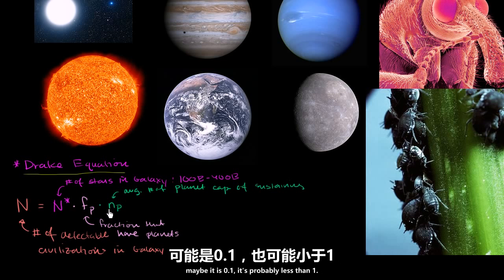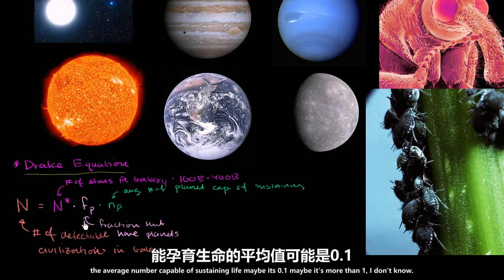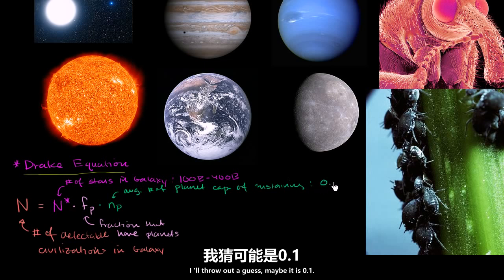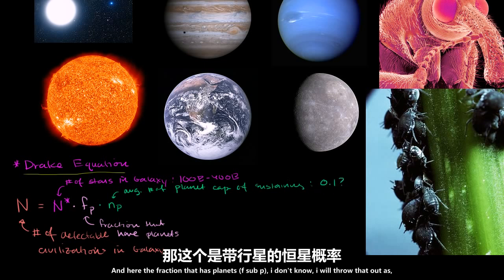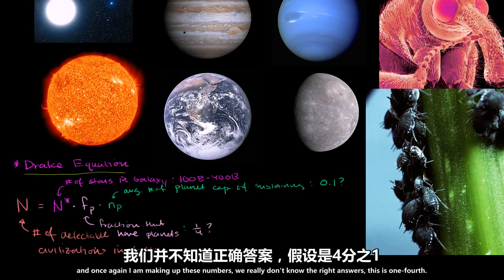Maybe it's 0.1. It's probably less than 1. If for any given solar system that has planets, the average number capable of sustaining life, maybe it's 0.1. Maybe it's more than 1. I don't know. We don't know the exact answer here. But I'll throw out a guess. Maybe it is 0.1. And here, the fraction that have planets, I'll throw that out as, and once again, I'm just making up these numbers. We really don't know the right answer.